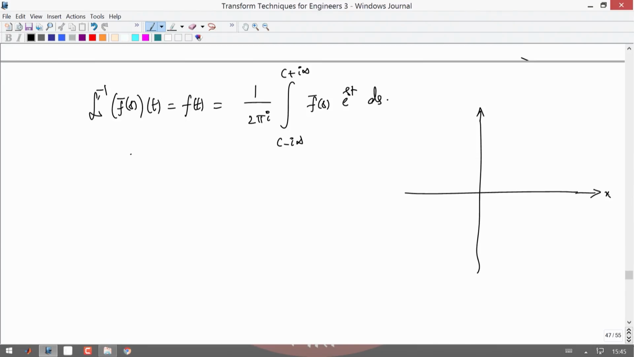So, let me use the x y variables: s is actually x plus I y, a complex variable. How do I do this? Actually, this is your c, beyond which the function has exponential order, and it goes to 0 as s goes to infinity. This is valid as s goes to infinity.